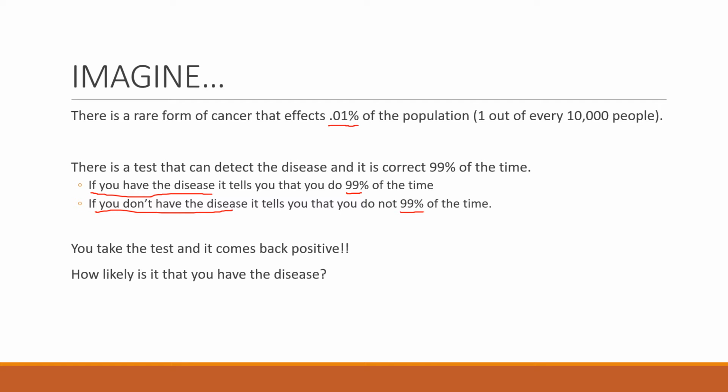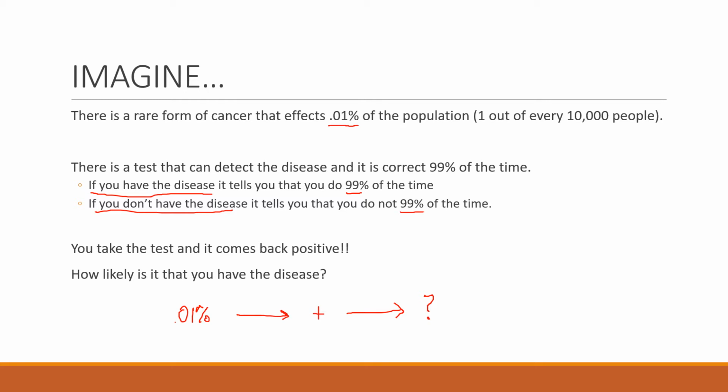Now let's say you take the test and it comes back positive. How likely is it that you have the disease? And so what we're seeing here is this kind of temporal event, right? We're starting at 0.01% probability that I have the disease. I take the test, it is positive. Now, where should I be at the end?